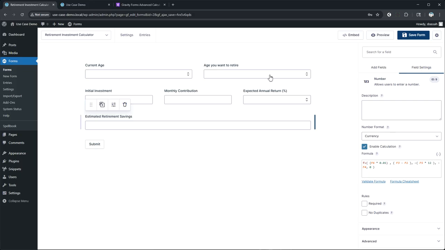For the number of periods, you subtract the current age from the age of retirement. That's what we have over here. The monthly contribution is what the user enters over here. We multiply it by 12 to get the annual contribution. And the last one is the initial investment.